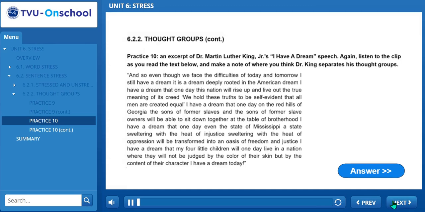Now, this is a part of Dr. Martin Luther King's I Have a Dream speech. Again, listen to the clip as you read the text. Make a note where you think that Dr. King separates his thought groups.